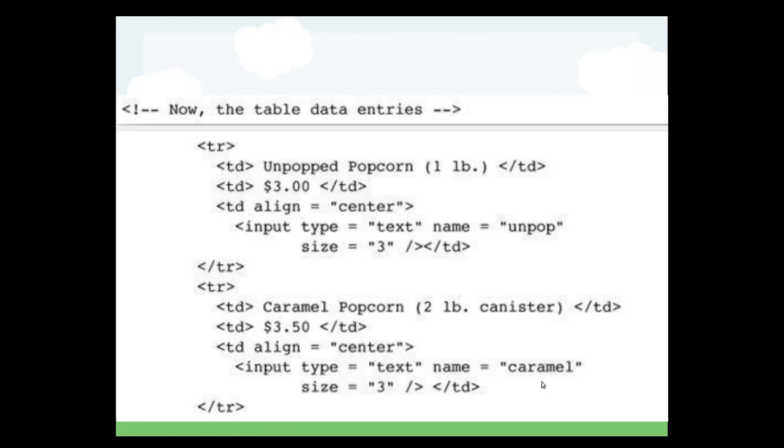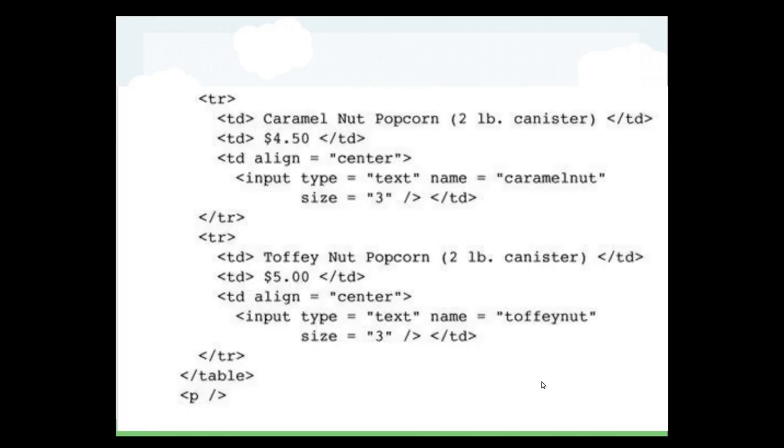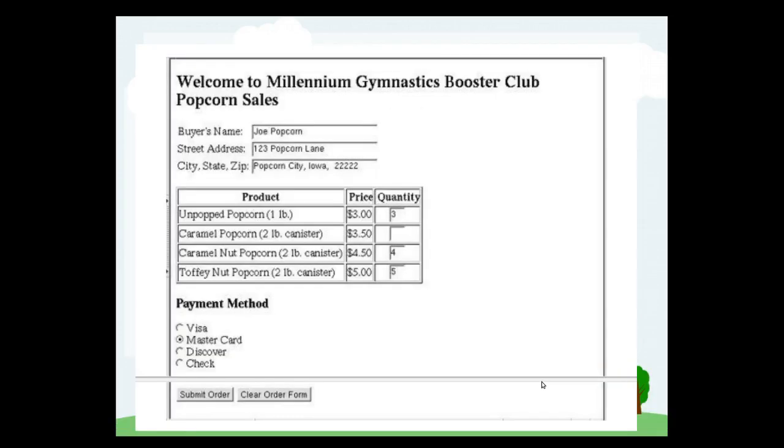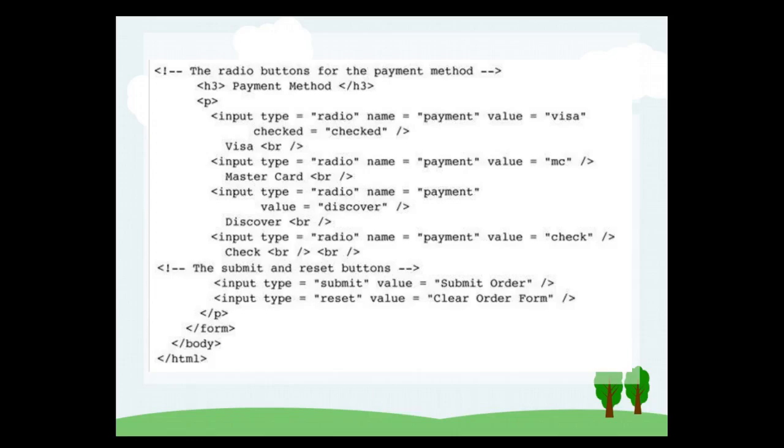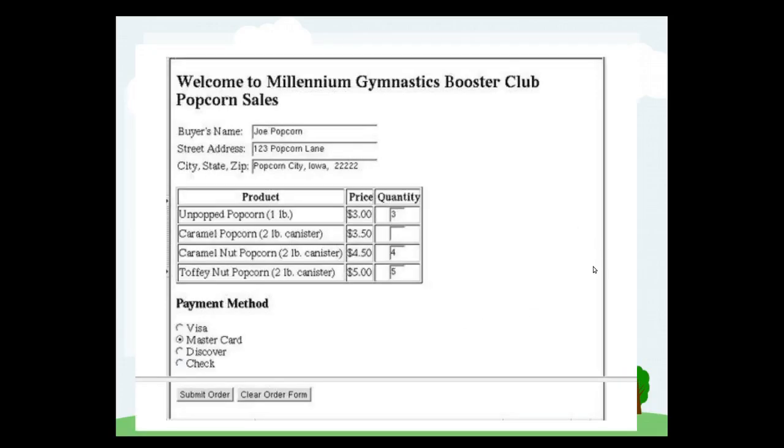So these are all required to access its corresponding value through the implicit arrays, $_POST or $_GET. And finally, we have submit and reset buttons with values submit order and clear order form. And this is the output.